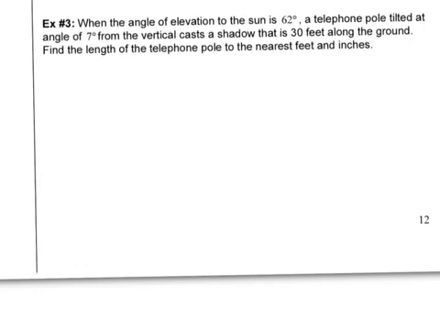So here's what I would recommend. Let's start with what they start with. We have an angle of elevation to the sun that is 62. All right, so here's going to be my sun. An angle of elevation means that I'm starting at the horizontal ground and some angle to the sun that is 62 degrees.